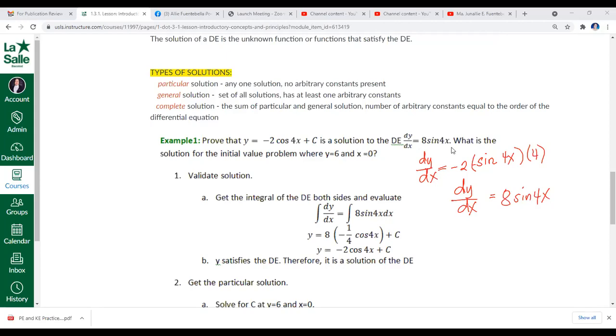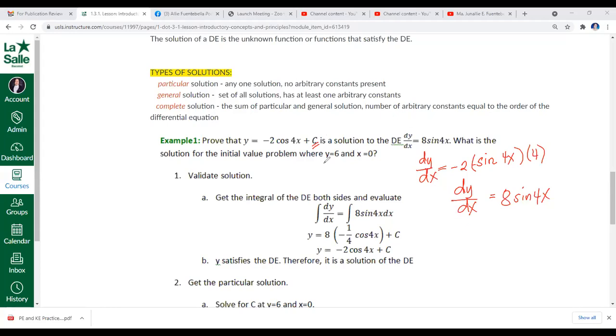The next thing that you were tasked to do is to find the solution given that when x is equal to 0, y is equal to 6. What do you think is the purpose of this? I think I mentioned a while ago that the purpose of the initial condition is to find the value of the arbitrary constant c. How do we find the value of the c? I think it's written there, but I will just write it in here.